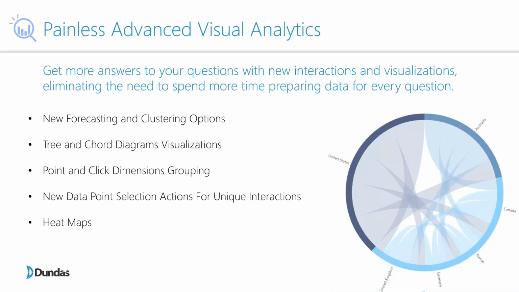In this specific category, as mentioned, there's a lot of features, but the top one I want to focus on today is the predictive analytics capabilities that we've introduced with new formulas. So options to do more forecasting or clustering, new types of visualizations, new types of interactions, and even support with heat maps. But instead of talking about all of that, what I really want to do is just go into Dundas BI and show you all those new things. So let's get started with the new topic, forecasting and clustering options.